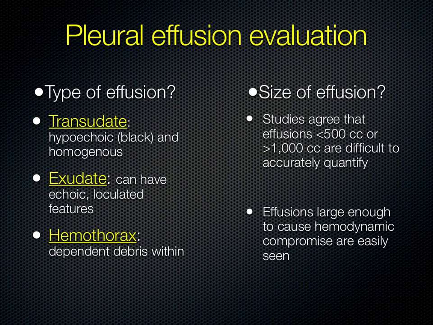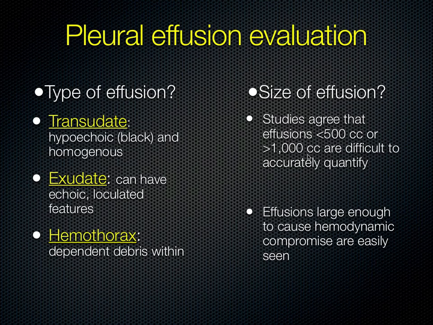The color of it may tell you, because transudate tends to be solid black and homogeneous, but exudate could have loculated features of fibrin floating around in it, and hemothorax tends to develop what appears like a hematocrit or some dependent debris within. But that's not 100% reliable. You can't really tell the size of an effusion. Most studies agree that small or large effusions are very difficult to quantify.